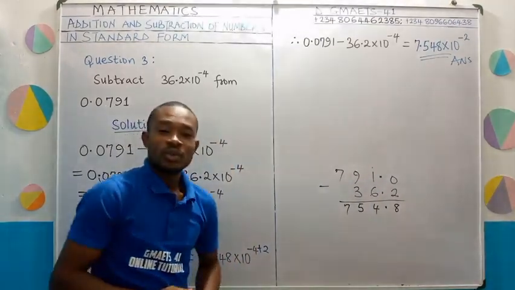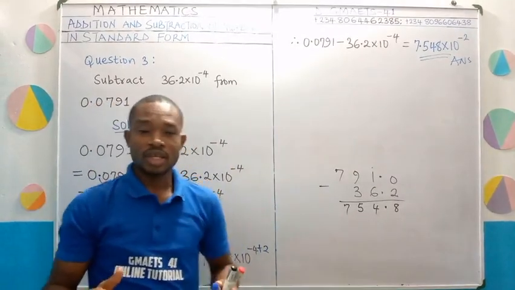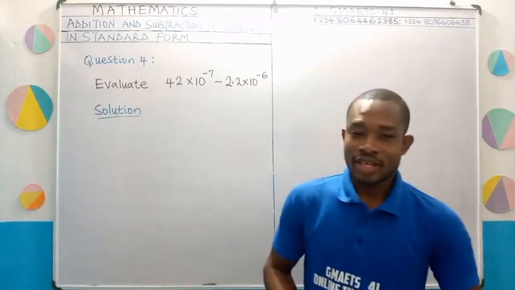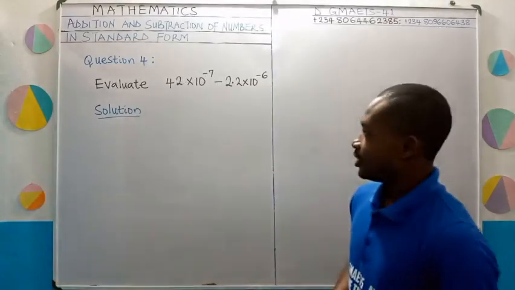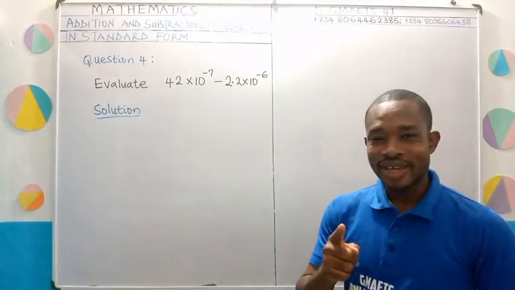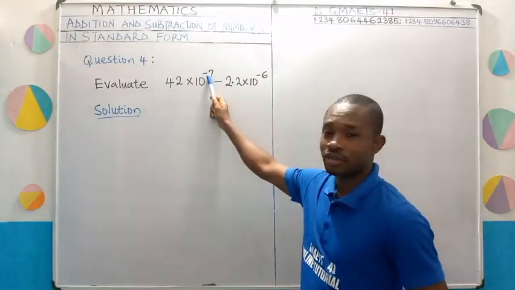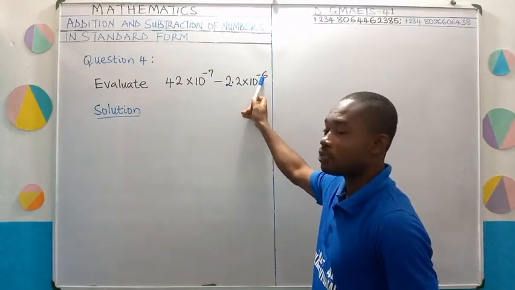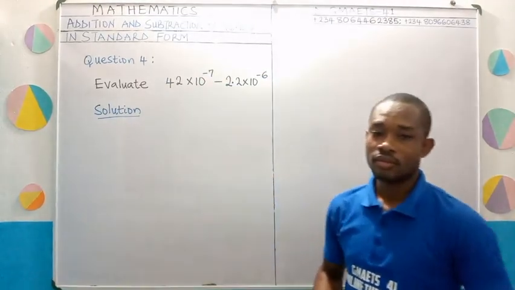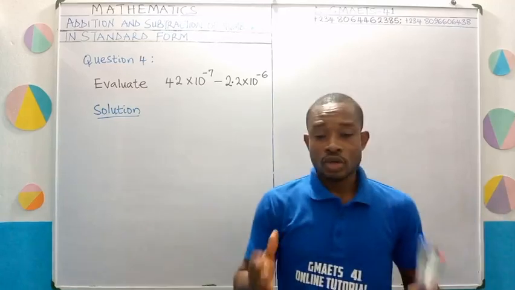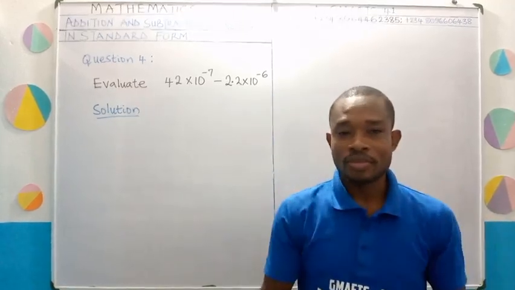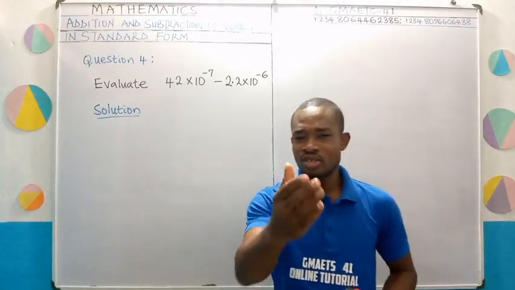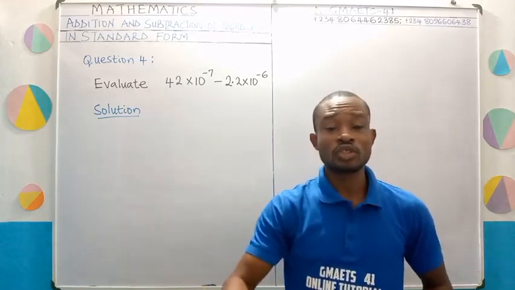Good. We shall take our last question now, number 4. Evaluate 42 times 10 to the power of minus 7 minus 2.2 times 10 to the power of minus 6. Alright, now, like I told you, once you are given a problem on addition and subtraction of numbers in their standard form, you decide the power in which you want to solve the question.